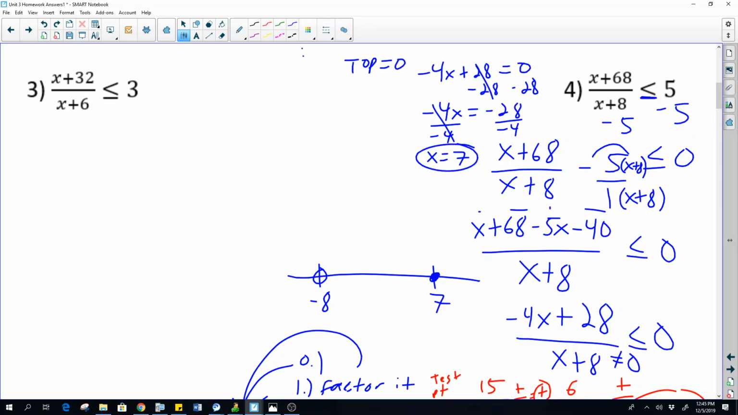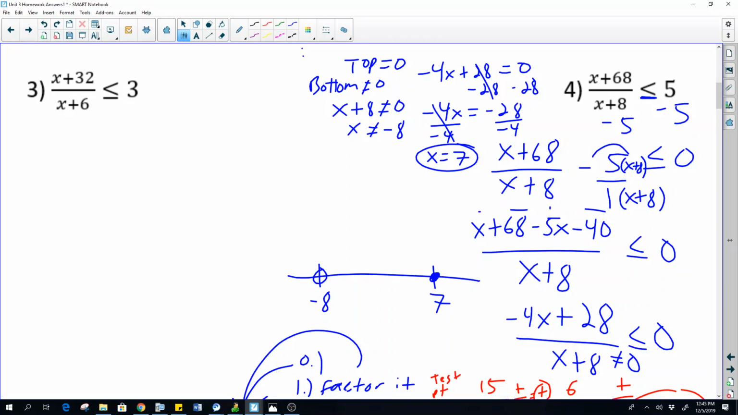So after we set the top equal to 0, we set the bottom equal to 0. Or not equal to 0 actually, because it's an exclusion. And so when we do that, we get minus 8 to the other side. Cool. So open hole at negative 8.